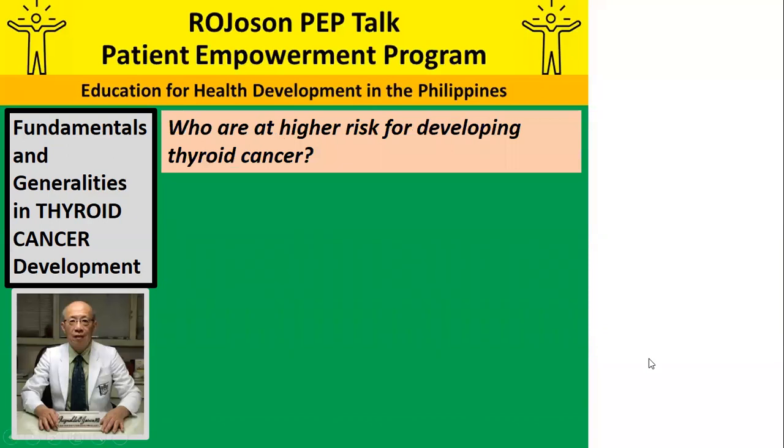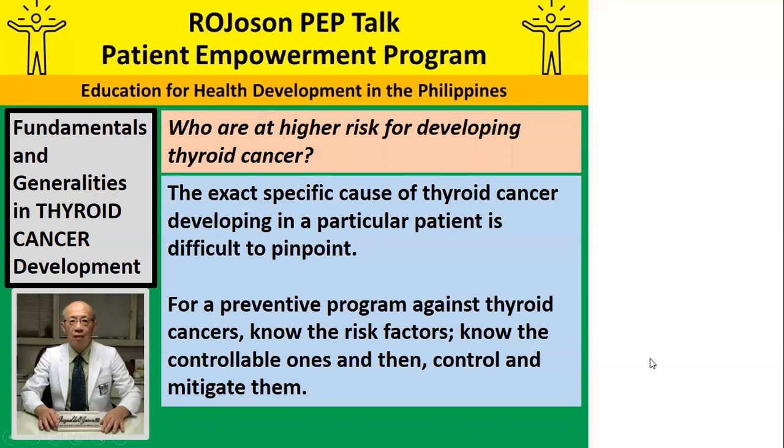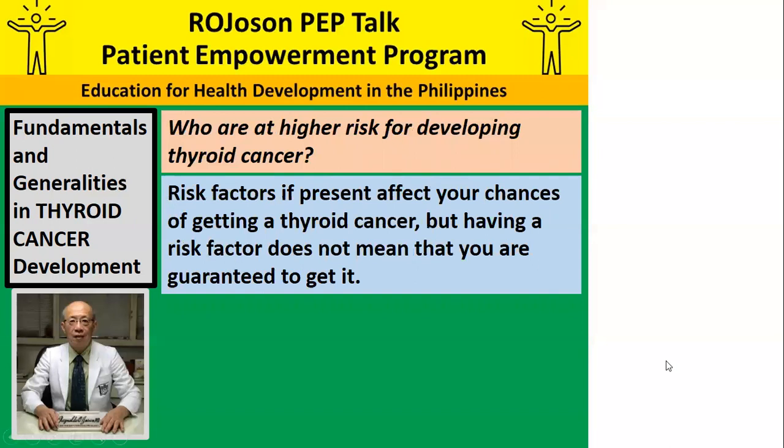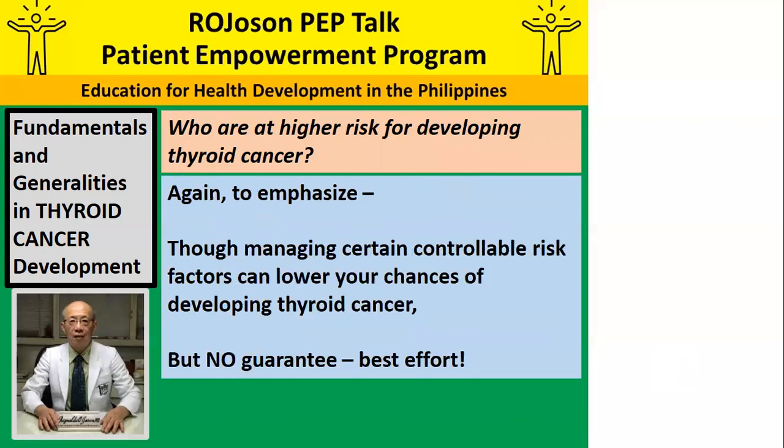So who is at higher risk for developing thyroid cancer? The exact specific cause of thyroid cancer developing in a particular patient is difficult to pinpoint. For a preventive program against thyroid cancer, we must know the risk factors, know the controllable ones, and then control and mitigate them. Risk factors, if present, can affect your chances of getting thyroid cancer, but having a risk factor does not mean that you are guaranteed to get it. Again, to emphasize, though managing certain controllable risk factors can lower your chances of developing thyroid cancers, there's no guarantee. Best effort.